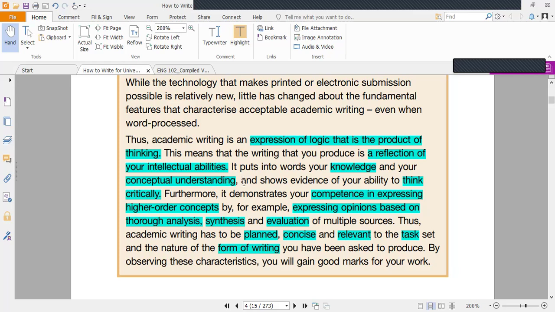Then, number four, academic writing is your ability to think critically. Number five, academic writing is competence in expressing higher order concepts. Number six, academic writing is analyzing sources, synthesizing sources, and evaluating sources that you read while writing your research paper, for example. And number seven, academic writing is planned, it is concise, it is relevant, and it is done in response to a teacher's assignment. So these 7 or 8 points I said.